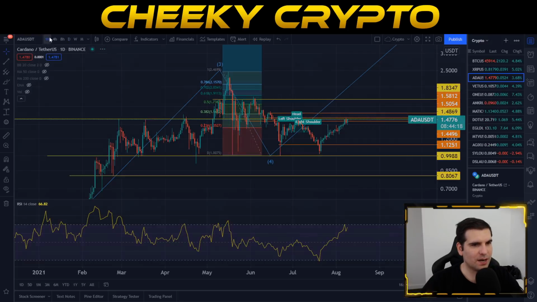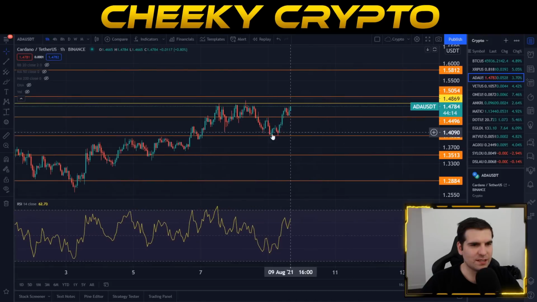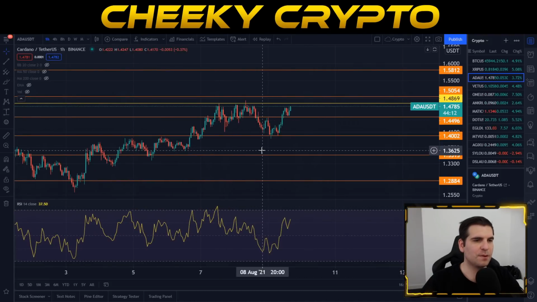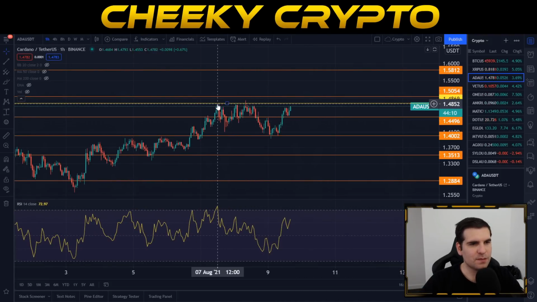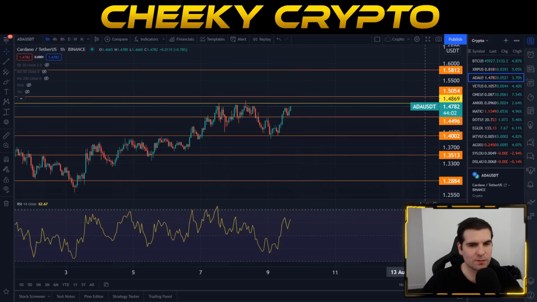Let's jump down into our hourly view. And again, here we can see what has been recently going on. We've been trading between a couple of really key areas. We also did attempt to get past this area on several other occasions, and we are approaching it right now. And we have got the ability on the relative strength index to actually do it.